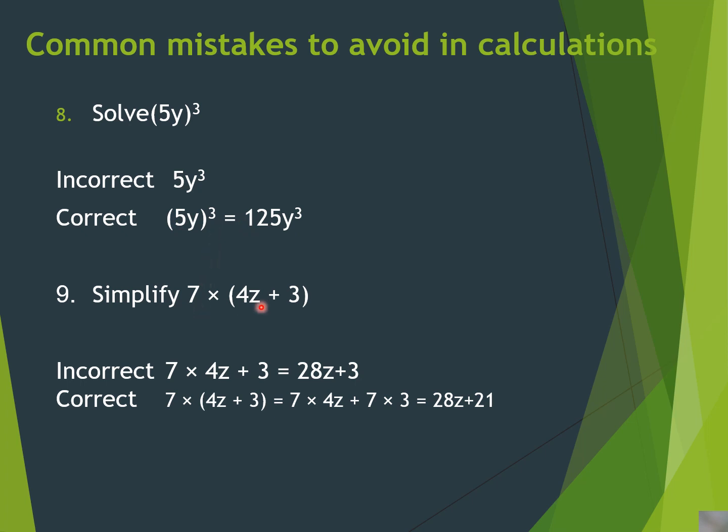The next one is 7 into 4z plus 3, which is a multiplication problem in algebra. So here what do you do? The incorrect way, sometimes what is being done, is that 7 is multiplied only with 4z. But please remember that when you have a bracket and there is a number which is being multiplied outside, it means the number is going to be multiplied with each term of the bracket. So it is going to be 7 into 4z plus 3. It means 7 into 4z plus 7 into 3. So your correct result will be 28z plus 21.